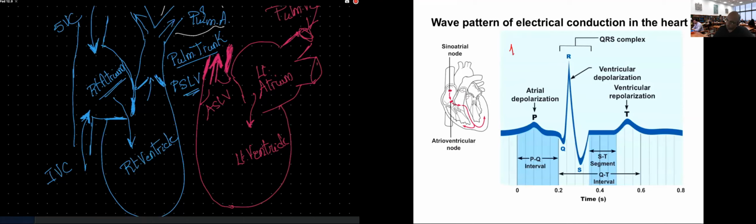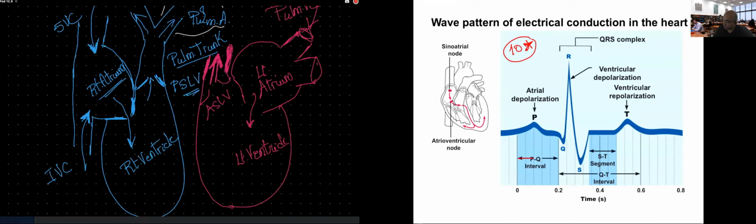A must be on your test is going to be a 10 stars diagram here, the diagram showing the basic waves of the EKG. P wave marks atrial depolarization, QRS complex marks ventricular depolarization, and the T wave marks the ventricular repolarization.